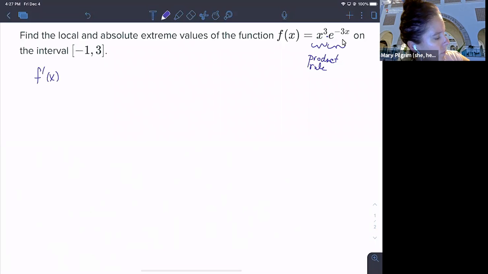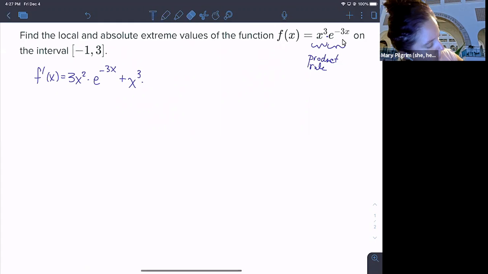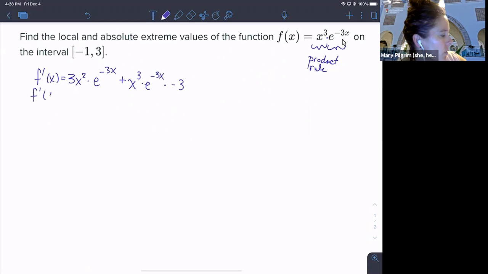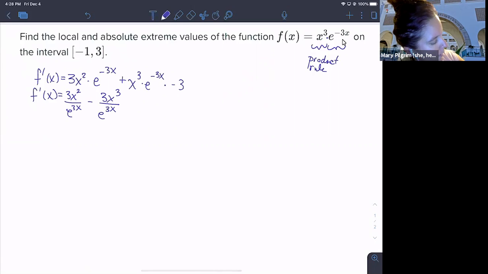So in order to find the first derivative, we need the derivative of x cubed, which is 3x squared, and then times e to the negative 3x, plus, to complete the product rule, we leave x cubed alone, we already took that derivative, times the derivative of e to the negative 3x, which is itself, and then chain rule times negative 3. This results in 3x squared over e to the 3x minus 3x cubed over e to the 3x.